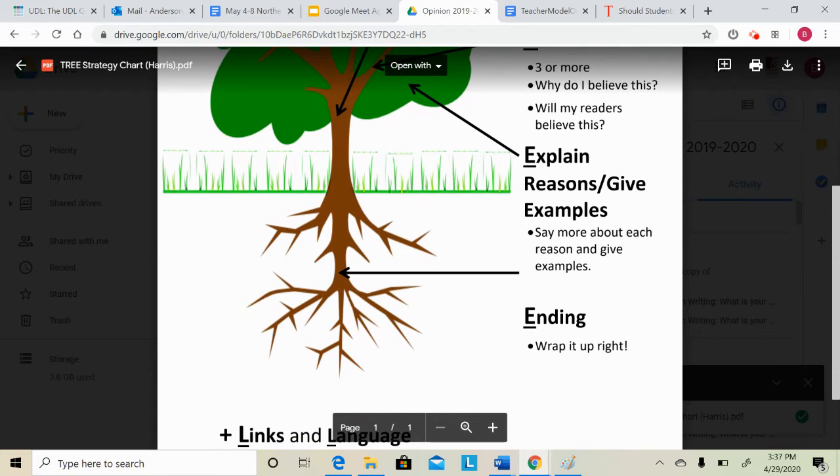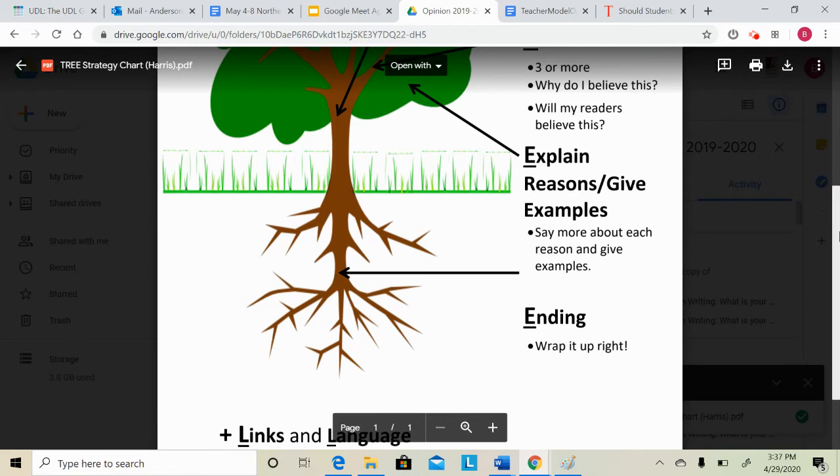Our second E stands for ending. The ending holds the essay together. The ending is like the earth around the roots. It holds and binds the roots together. The ending binds the essay tightly together and prevents our ideas from eroding or being lost.